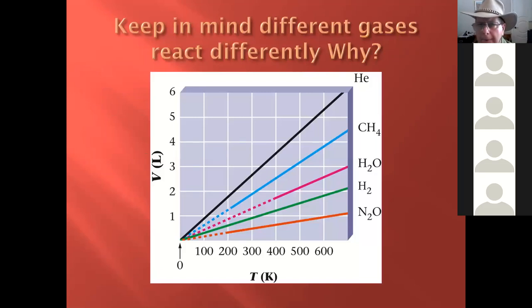Now, keep in mind, different gases may react differently. Why would that be? In other words, if I have helium, the helium's volume is affected much more by temperature than methane or nitrous oxide. Why may it react differently? Because it's lighter. Actually, that's one of the reasons. It's lighter. It's actually not lighter than hydrogen, but what are we dealing with here? What do we talk about? What is PV = nRT labeled as?